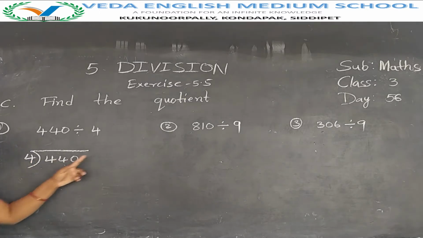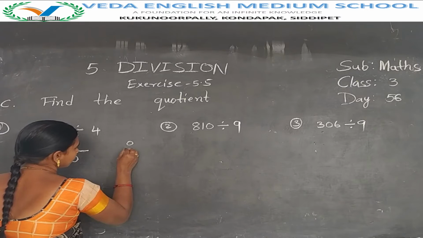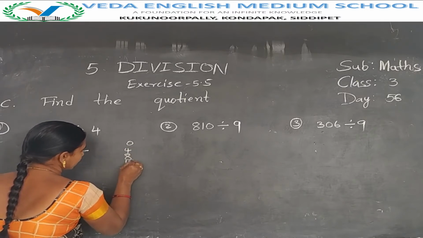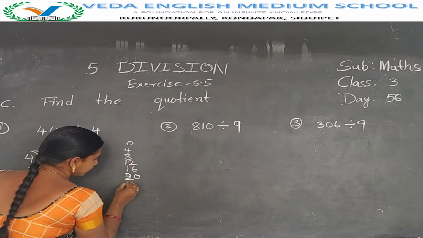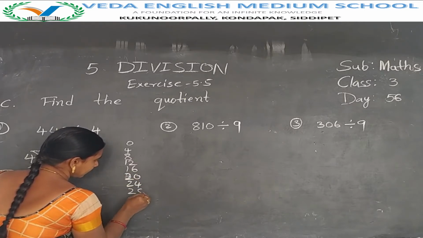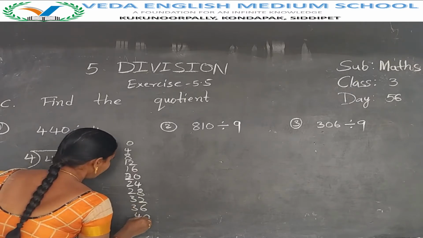Here divisor is 4. So now write like this. Here 4 table, side write. 4 0s are 0, 4 1s are 4, 4 2s are 8, 4 3s are 12, 4 4s are 16, 4 5s are 20, 4 6s are 24, 4 7s are 28, 4 8s are 32, 4 9s are 36, 4 10s are 40.